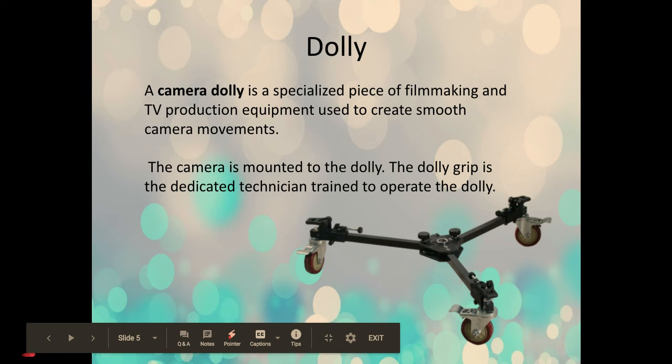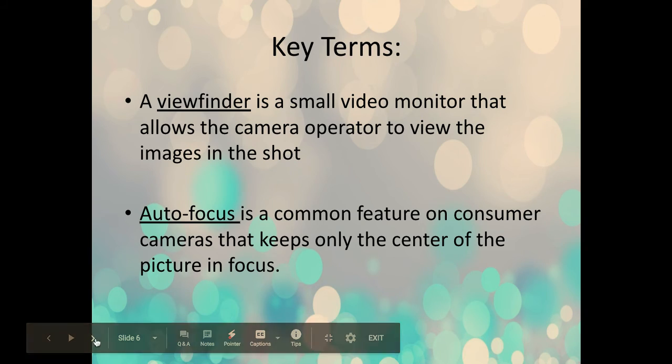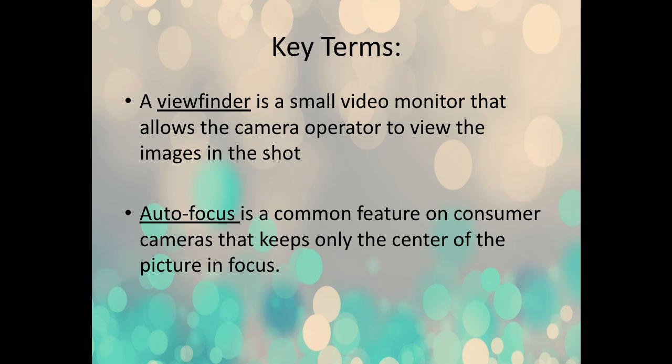Okay, that's all that I have for this week in terms of equipment. There are two key terms that I just want to refresh with you. The viewfinder, that's the small video monitor that allows the camera operator to view the images in the shot. Okay, again, a lot of people forget about this or they don't want to use it because they think that the LCD screen is enough, but many times it's not. So you want to use both of them together.